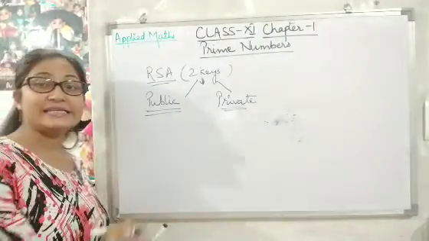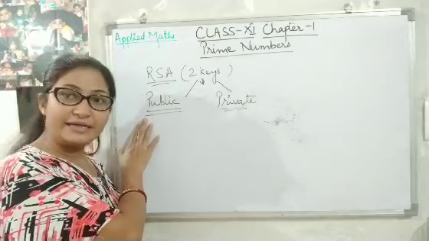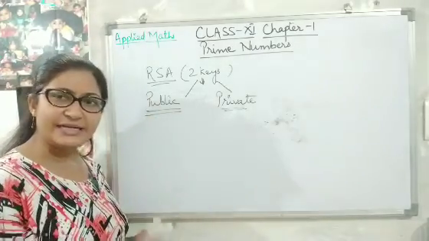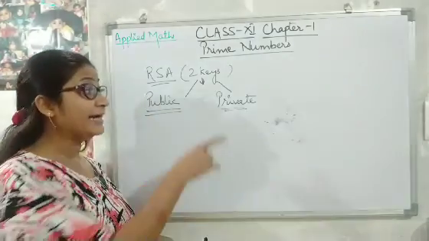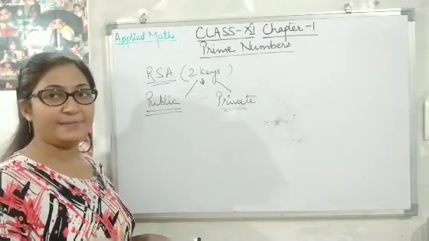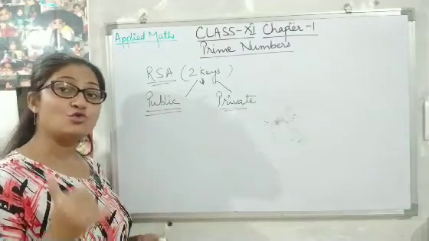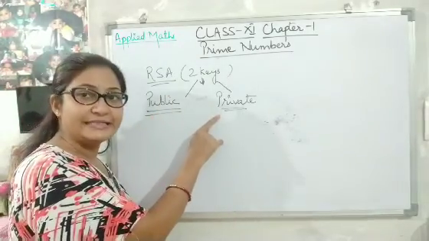So the RSA algorithm follows a two-key structure. One is your public key, which is made public to everybody, anybody can use it. And the other is the private key. That means only those people will be able to decrypt the code who have this private key.